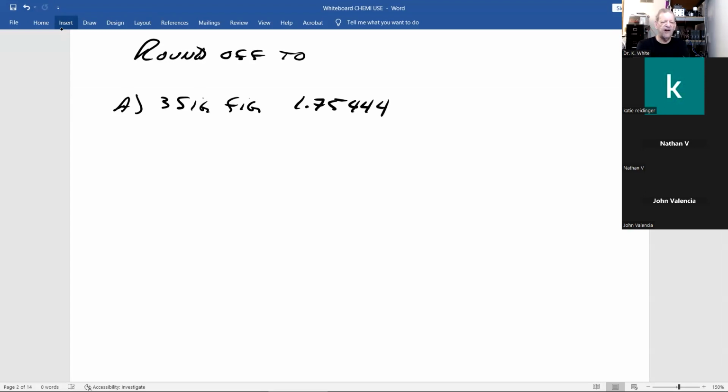Now, if we look at this number, and if you had to round it off to 3 significant figures, this is your first significant, second, third. This is the number you use to round off. That's 4 or less. So you drop this, and the correct answer to round that off to 3 significant figures would be 1.75.